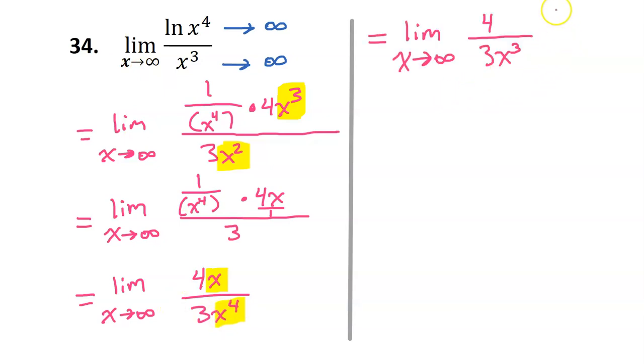In this form, we can see that the numerator is a constant, so that's just going to stay 4 always. But as x approaches infinity, the denominator is approaching infinity. So if you have a constant in the numerator and the denominator is just getting bigger and bigger and bigger, the overall value of the fraction is getting smaller and smaller and smaller. So the limit is 0.